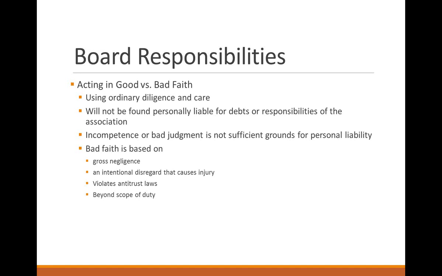So bad faith is based on gross negligence, an intentional disregard that could cause injury, or does cause injury, violates any kind of antitrust laws, or is working beyond the scope of duty.